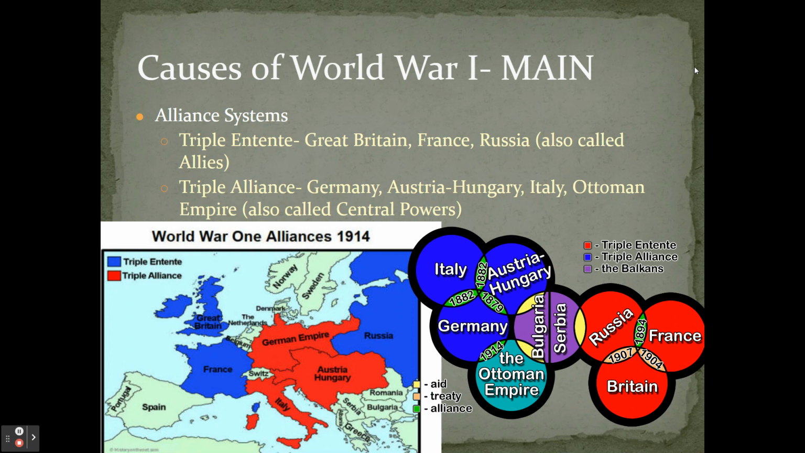The Triple Alliance was Germany, Austria-Hungary, Italy, and then the Ottoman Empire. And people always ask, well, why is it triple if there's 4? Both of these alliances started with these 3 countries each, but then other people joined the alliances over time. And you can see the Triple Entente is highlighted in blue on the map. The Triple Alliance is highlighted in red, and these are going to be the major countries that are fighting.